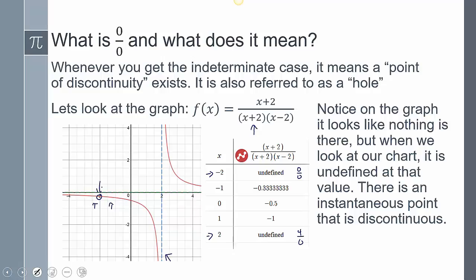And so that is actually how we draw it. Wherever my graph was, I drew a hole. That then visually represents that I have a point of discontinuity right there. And so just be aware of that. When you do get that 0 over 0, it's not a vertical asymptote. It's going to be that hole that I drew there.